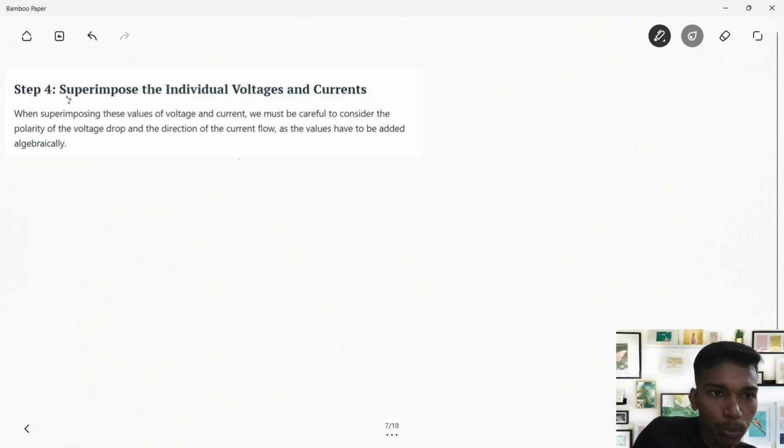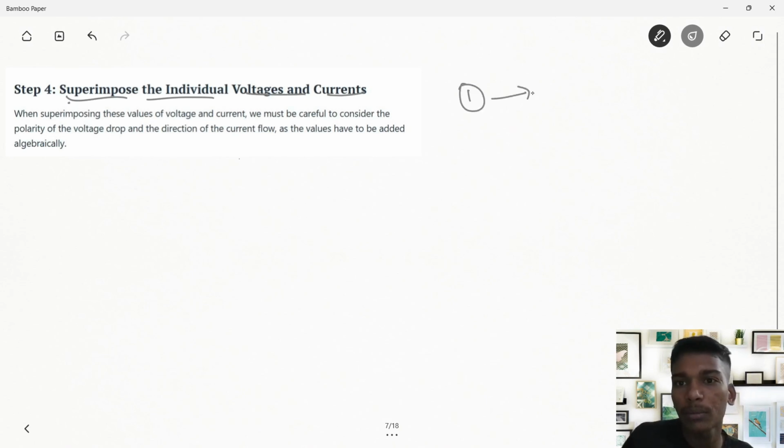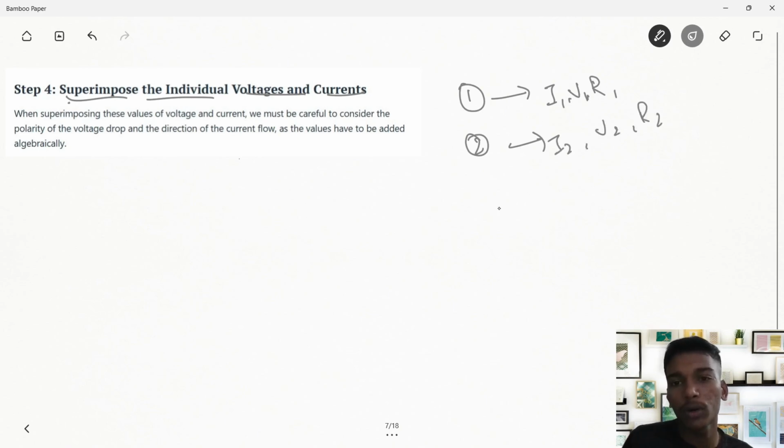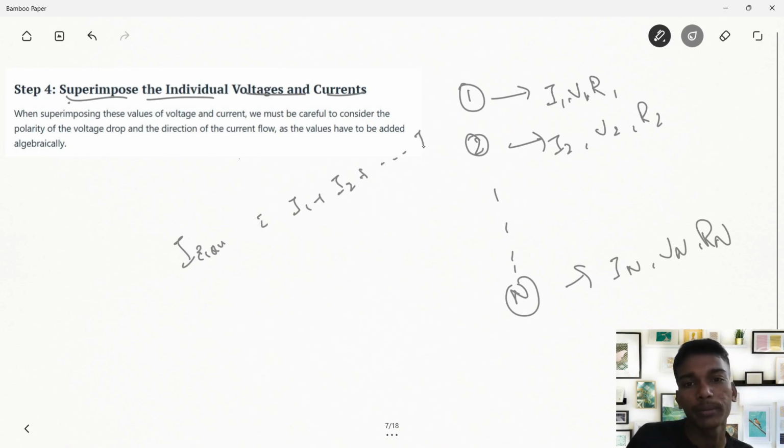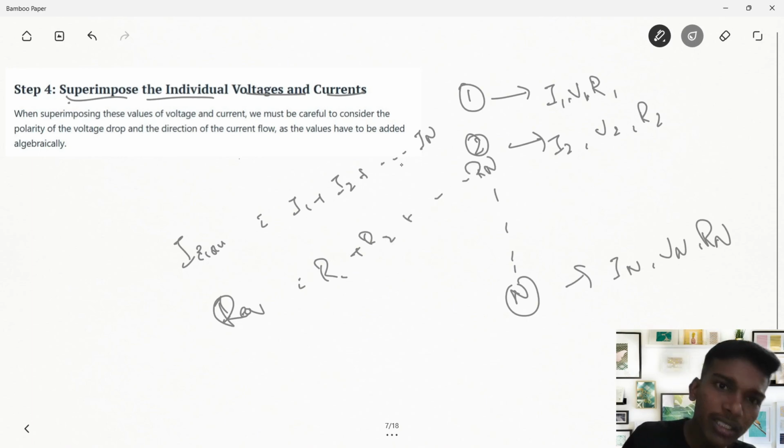And the fourth step is to superpose the individual voltages and currents. For the first power supply, we got some I1, V1, R1 values, right? For the second power supply, we got some I2, V2, R2, right? For n power supplies, we might have got In, Vn, Rn values respectively. Now we add up every single I value for the whole current through the circuit. For the current through the circuit, we add I1 plus I2 plus I3 and so on up to In. For the equivalent R, we add up R1 plus R2 plus R3 and so on up to Rn. That's it. This is the simple superposition theorem.